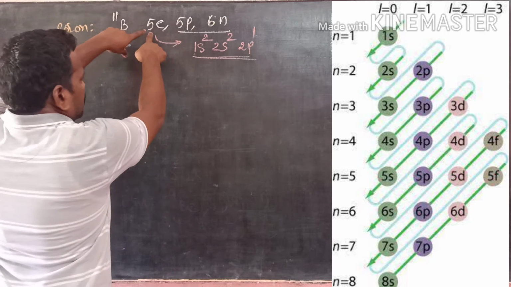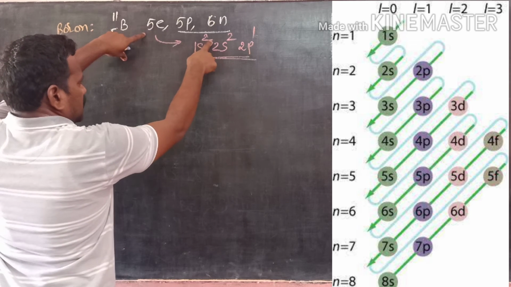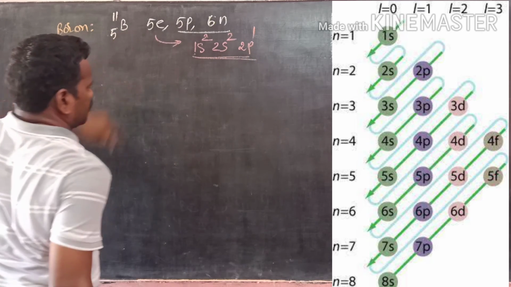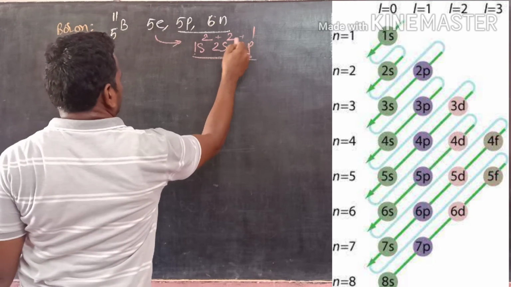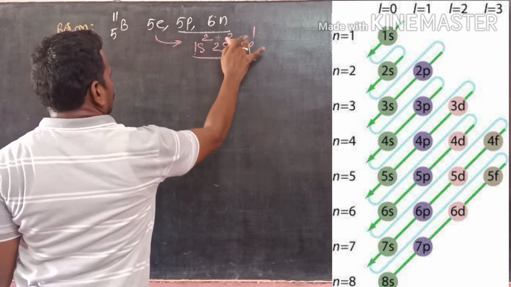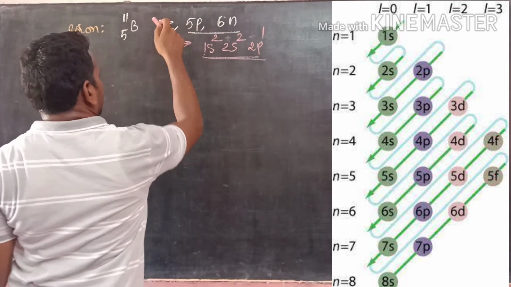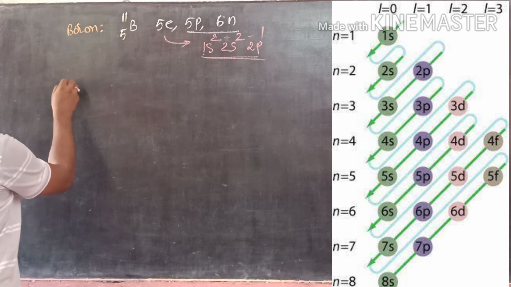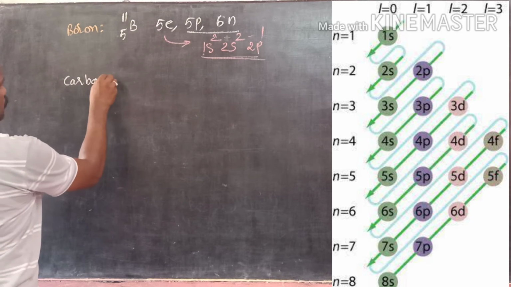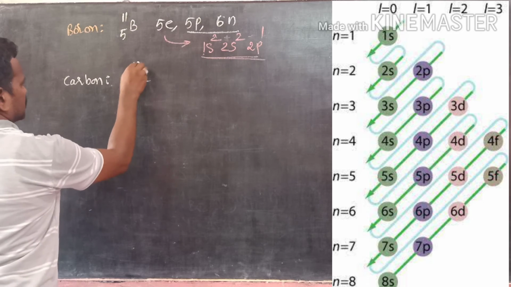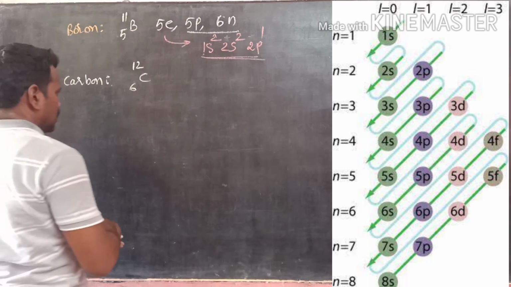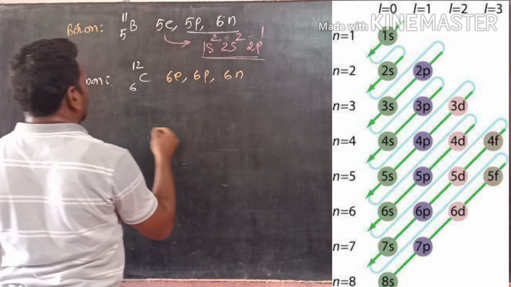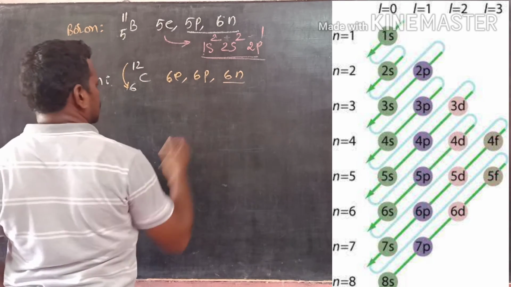That means out of 5 electrons, 2 electrons are there in 1s, 2 electrons are there in 2s, 1 electron is there in 2p. By adding the numericals, the total becomes 5. So the superscripts indicate the total number of electrons present in the atom. Next element is carbon, whose general representation is C-12 with atomic number 6. That means it contains 6 electrons, 6 protons, 6 neutrons. 12 minus 6, it becomes 6 neutrons.